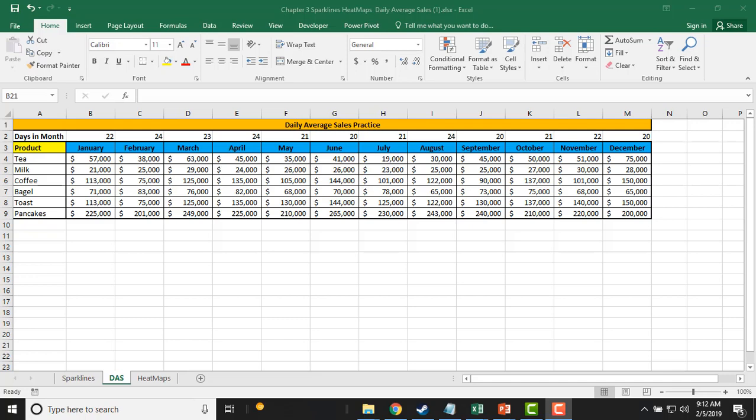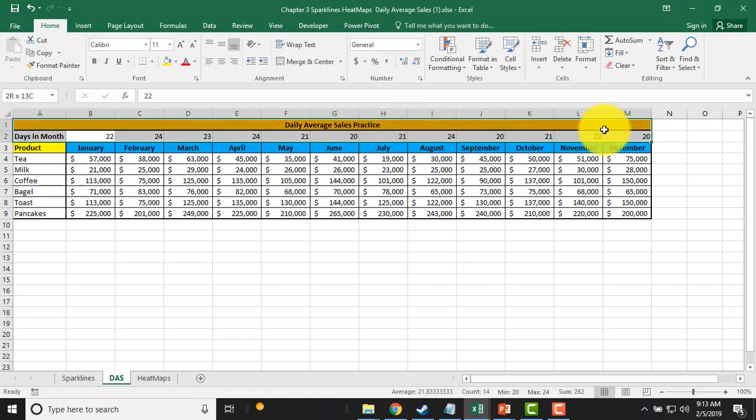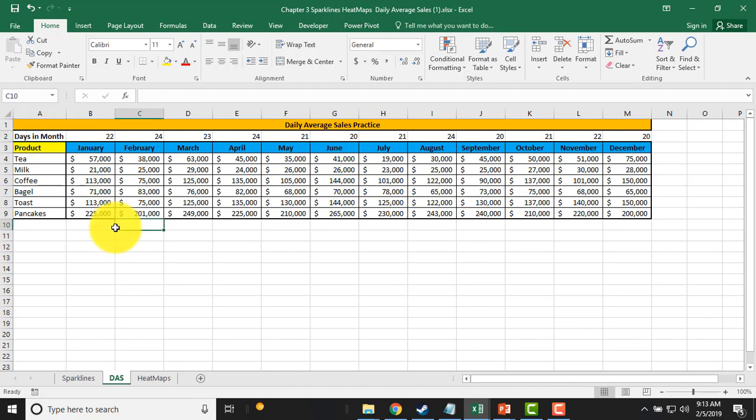Okay, so now I want to touch on daily average sales. Again, the same data set, but what you're going to note now is that we have numbers up here, the days in the month. Now, you and I both know that there are not only 22 days in January. Okay? In fact, how could there be 22 days in January and February is only 24? We know for a fact there's only 28 days in February. So, how can these numbers be such?